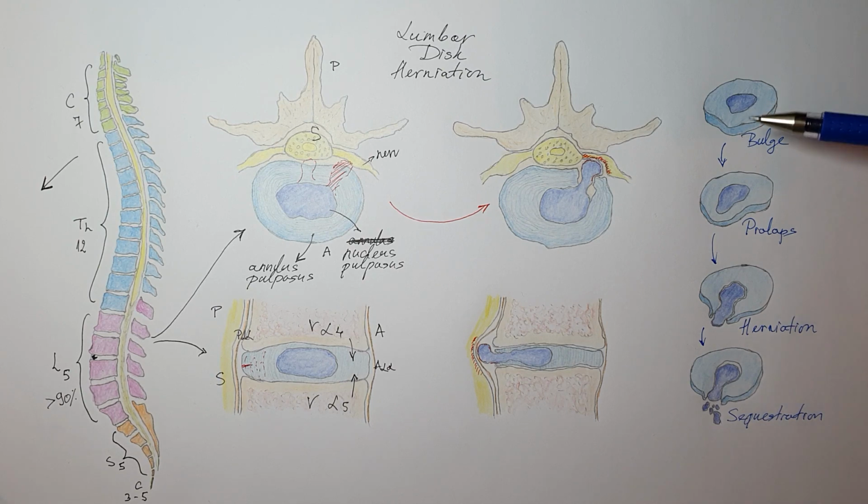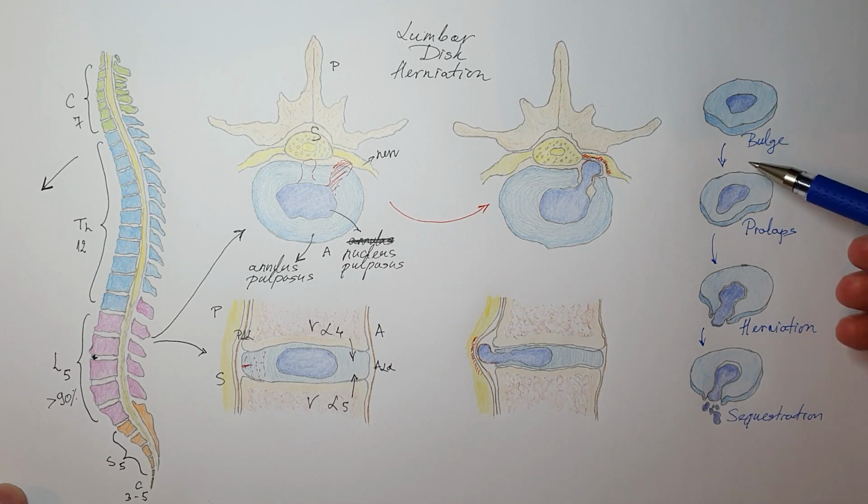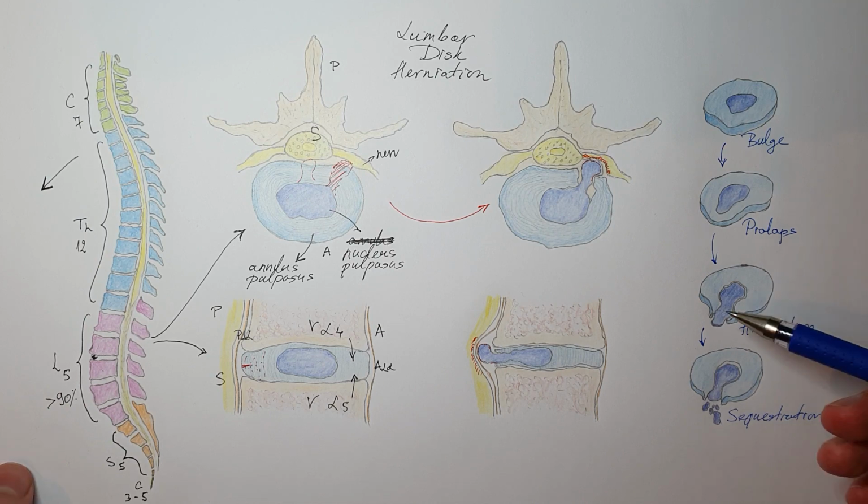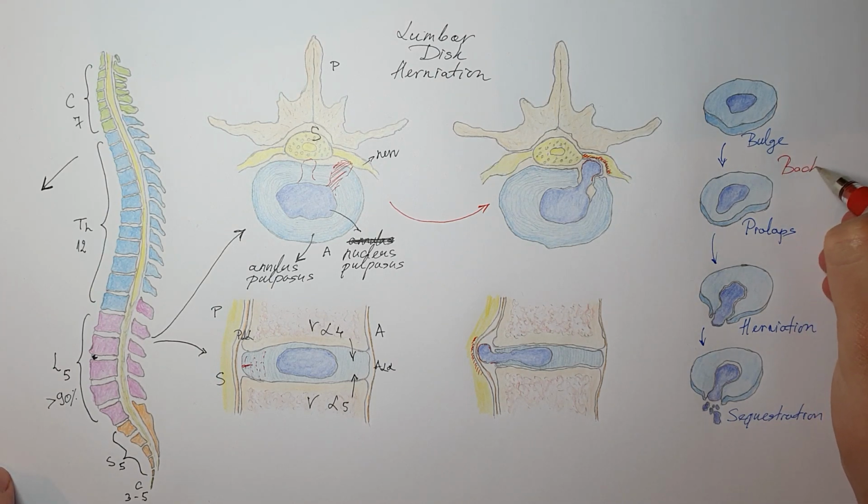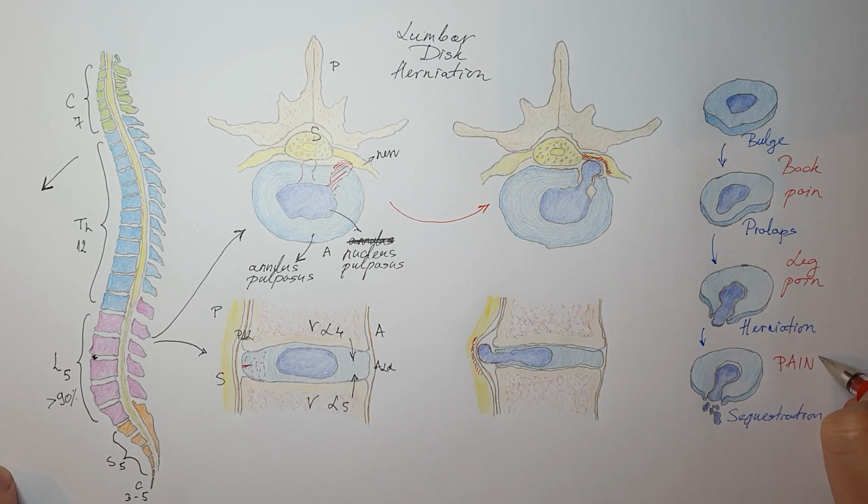So these are all possibilities. The difference between bulging and prolapse is that the annulus is complete. There is no breakage, but in lumbar disc herniation and sequestration, there is a breakage and the nucleus comes out. The big problem with this is that most of these patients will have back pain, and most of them will have leg pain. So the big problem, as we can see, is pain. The pain can be in various degrees and cause various degrees of problems and limitations in the patient.